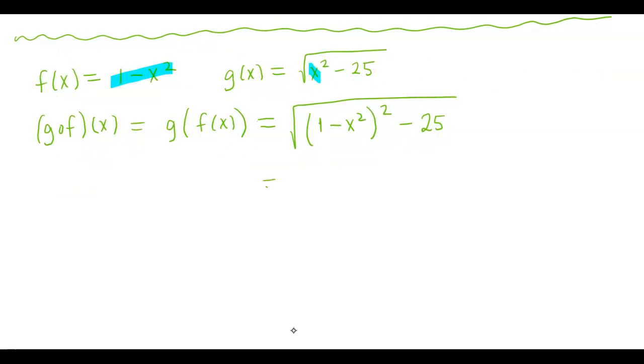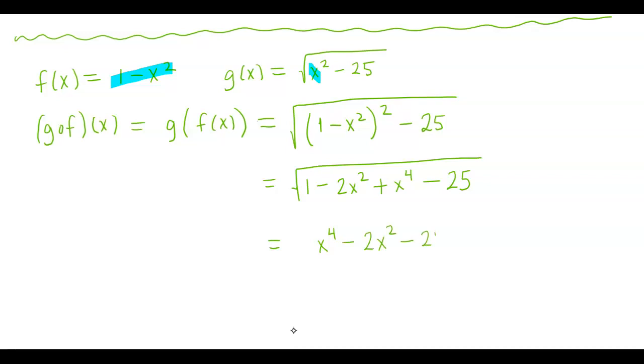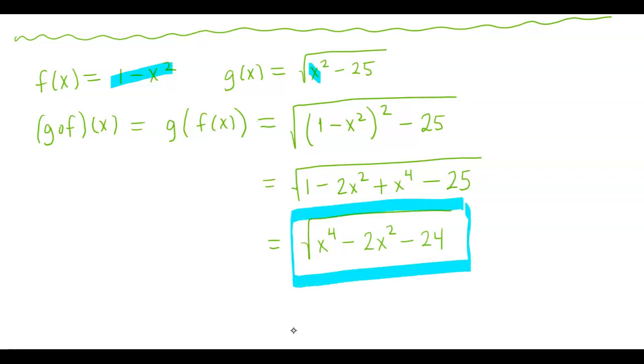Multiplying out what's in parentheses, we have 1 minus 2x squared plus x to the 4th minus 25, and again the whole thing's underneath the radical symbol. Combining like terms, we'll have x to the 4th minus 2x squared minus 24. So that's the solution to the second part of the second composition function. Now, the part that's more challenging is finding the domain.